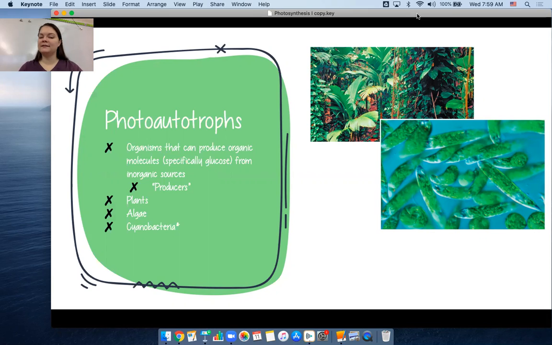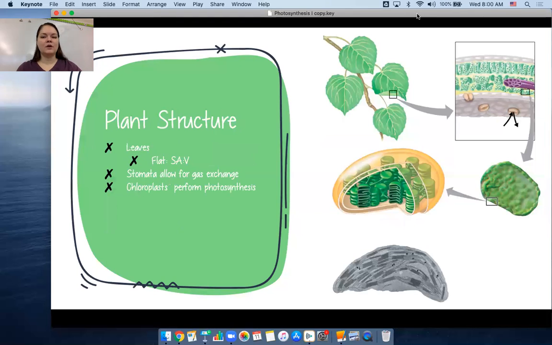And so because all other organisms on Earth are going to rely on the organic molecules that they produce, they're also going to be referred to as producers. And these are going to be your plants and algae, which can both do photosynthesis as we're going to be looking at it now, as well as cyanobacteria, which share a common ancestor with modern chloroplasts, but they do not do photosynthesis quite the same, but that's okay.